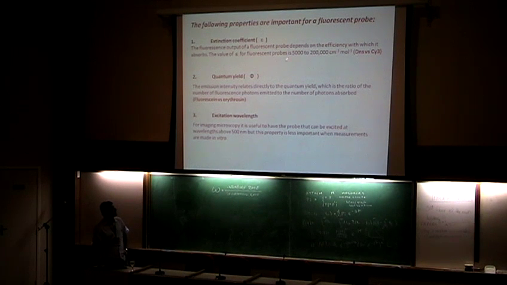And of course, if you want to have good fluorescence, you need to have dyes or molecules that absorb, that have a very high extinction coefficient, which can vary from 5,000 to 20,000, for example, per centimeter per molar, minus one. Of course, you want to have a good quantum yield.